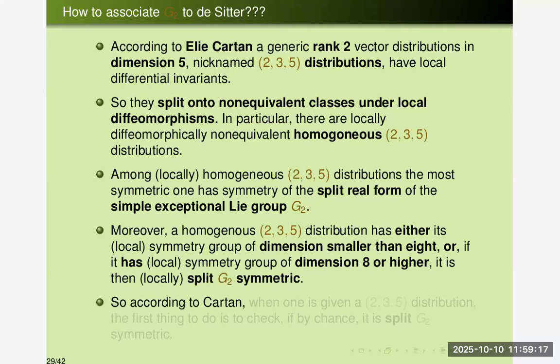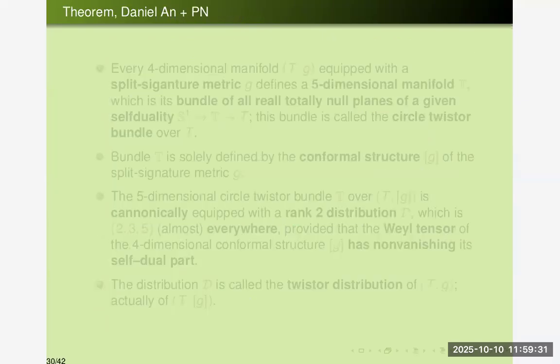So according to Cartan, whenever you meet a 2, 3, 5 distribution, just check its symmetry. If you find 8, it means that it has G2 symmetry. And there is a zoo of these 2, 3, 5 distributions. It's a huge zoo. Okay, so now there is a theorem which we made with Daniel An some years ago. So let me quote the theorem.